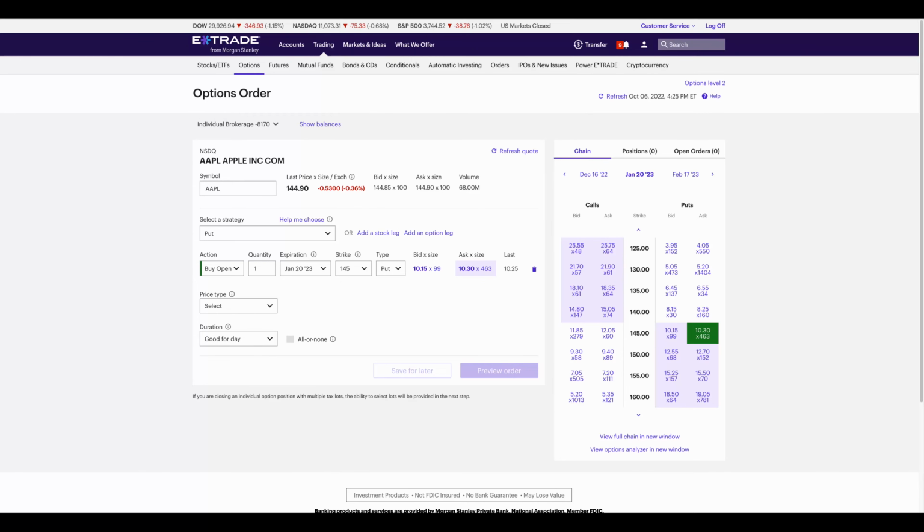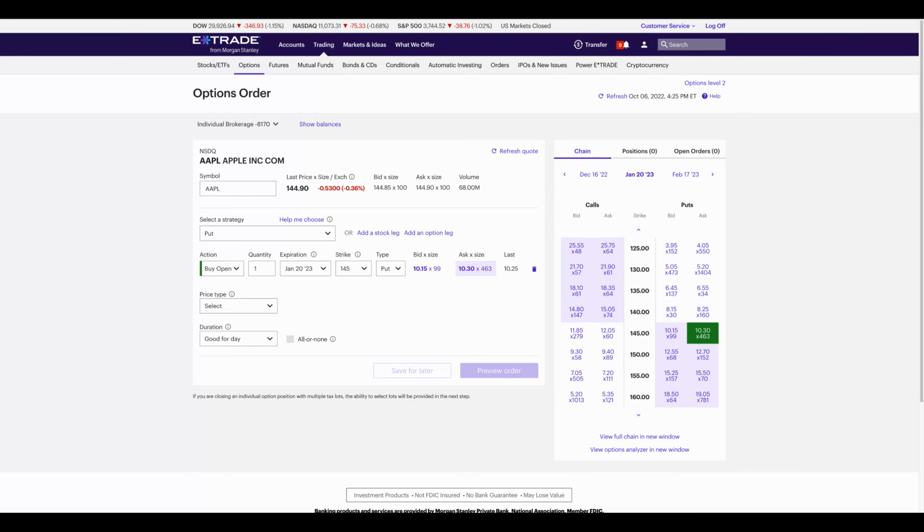If Apple share goes to 120, for example, I have the option to sell 100 shares for $145 each, making a profit of $25 per share or $2,500. To be able to do that, I have to pay around $10.30 per share. So the actual price to pay for this order will be around $1,030. That is the max amount of money that I will be risking here.